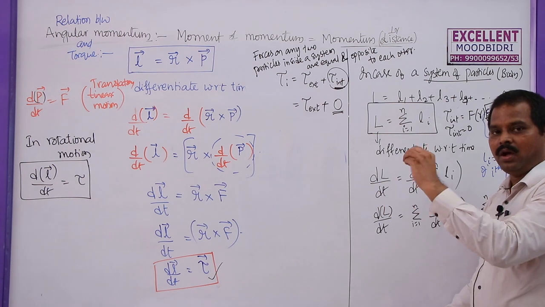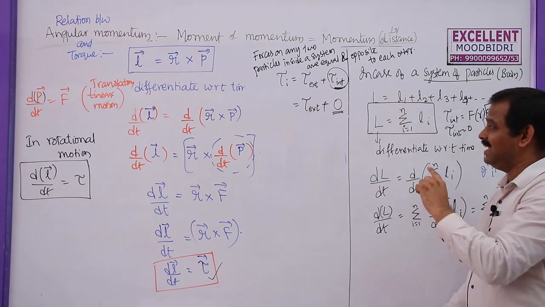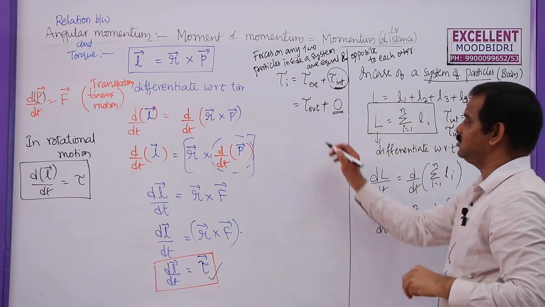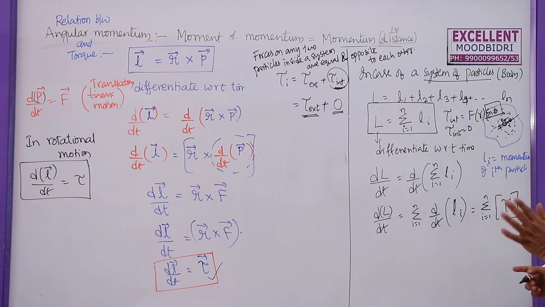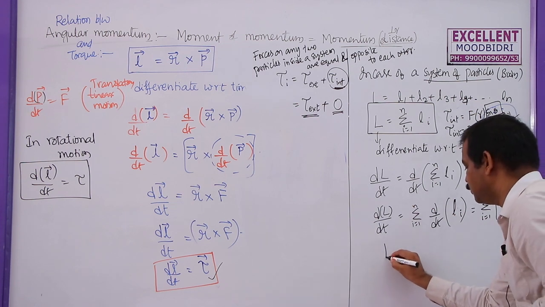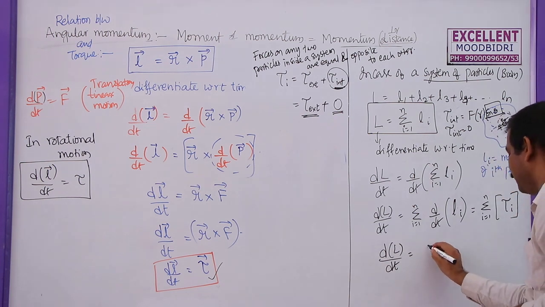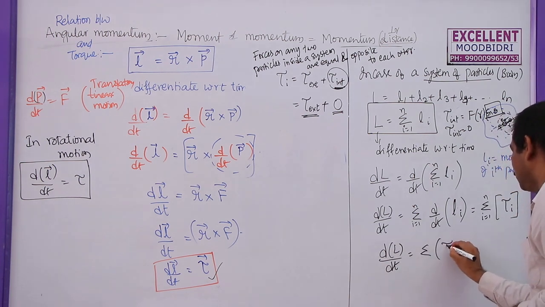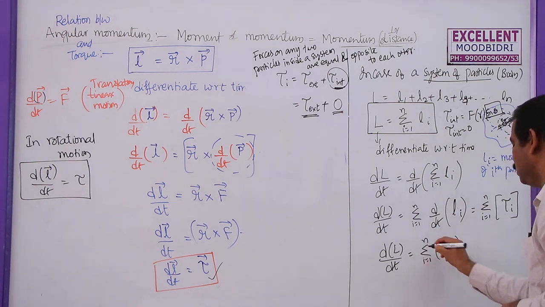So, whenever the word torque is used on a system of particles, that torque always resembles only the external torque. So, now I am going to write this torque on the ith particle as the external torque experienced by the ith particle, not due to the internal forces. So, finally, dL/dt is given by the sum of tau external only on the ith particle from 1 to n.